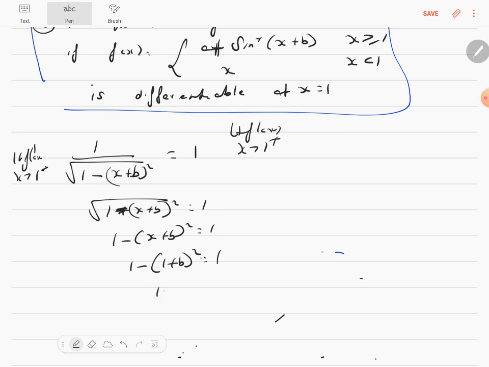So 1 plus b the whole square is equal to 0, therefore b is equal to minus 1. So once you find b, what was the question? Or was the question only about finding b?